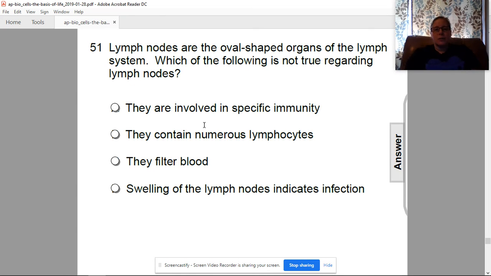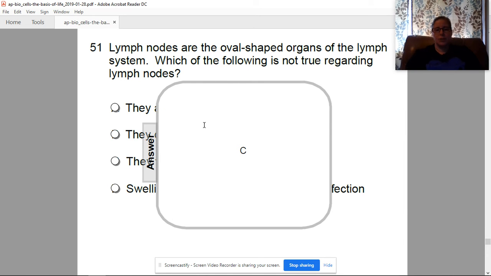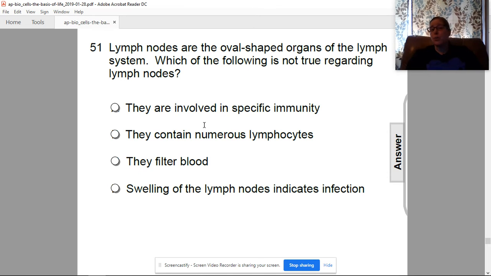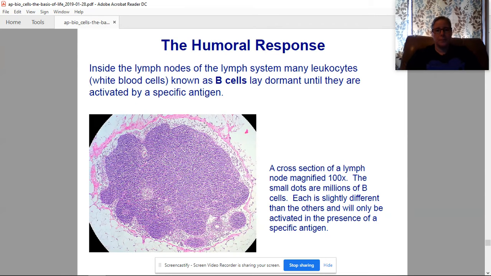All right, lymph nodes are the oval-shaped organs of the lymph system. Which of the following is not true regarding the lymph nodes? They are involved in specific immunity. They contain numerous lymphocytes. They filter blood. The swelling of the lymph node indicates infection. So which one of these is not true? Did you say C? Good. It has nothing to do with the blood. It helps get invaders out before they get into the blood system, hopefully.